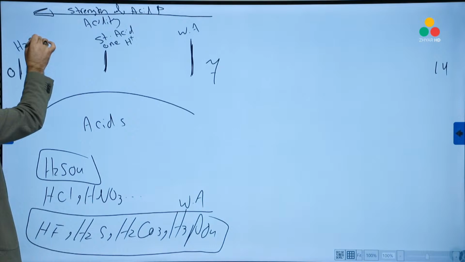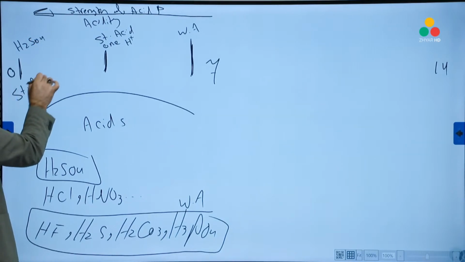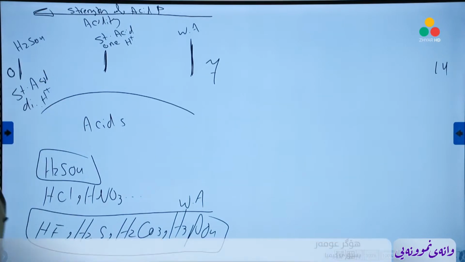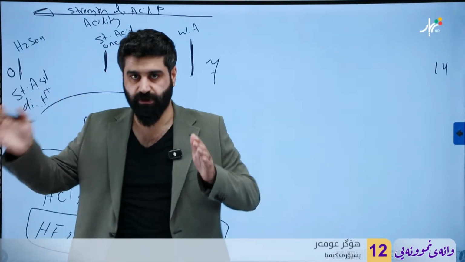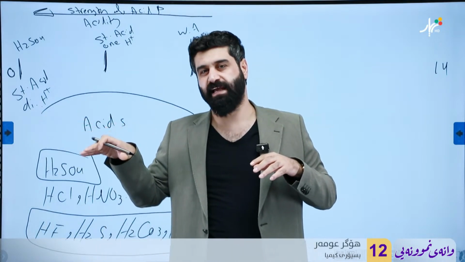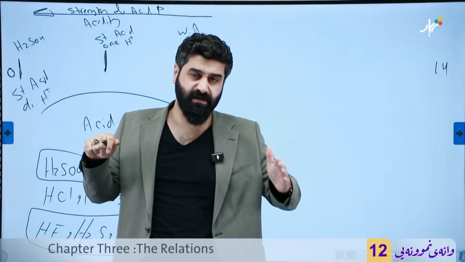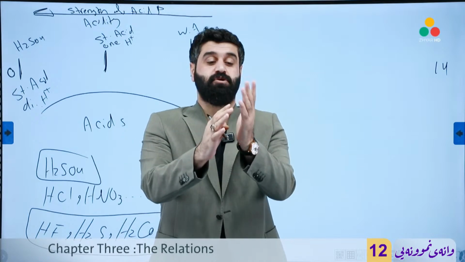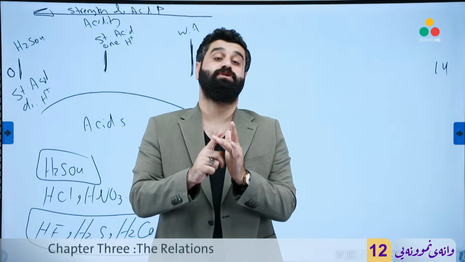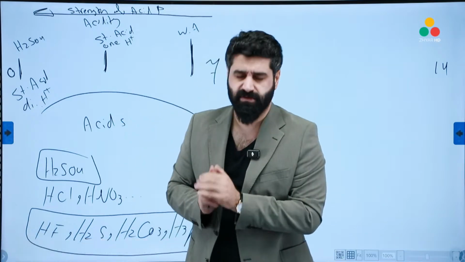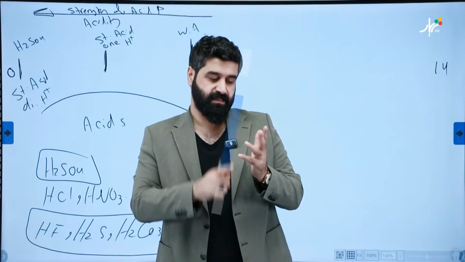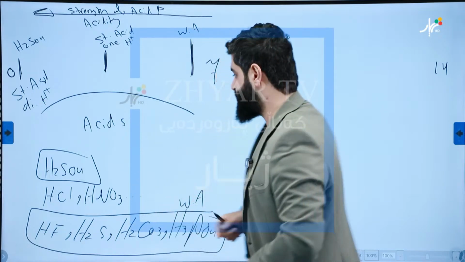Here, H2SO4, a strong diprotic acid. Beside 0, the strongest acid, which is the diprotic acid H2SO4. Beside 7, we have weak acids, no matter if they contain 1 H, 2 H, or 3 H: H2CO3, H2S, H3PO4, H3PO3, and so on. In the middle, we have strong monoprotic acids like HCl, HBr, HI, and so on.